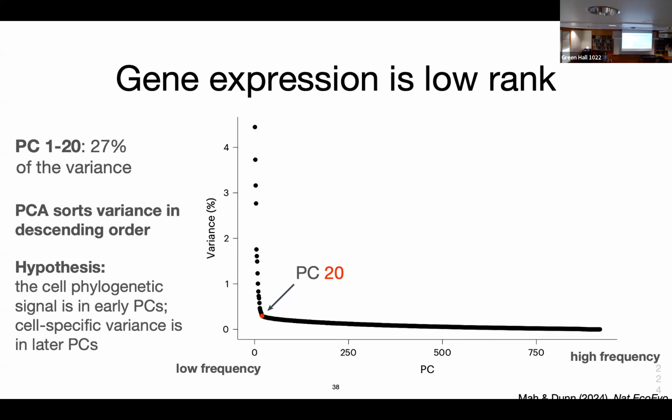So I hypothesized that the cell phylogenetic signal is a broad, low-frequency signal, and in contrast, maybe cell-specific variance is a high-frequency signal. That means if we truncate the number of PCs, we can remove all the PCs that represent cell-specific variants and keep just the PCs that represent low-frequency phylogenetic signal. So this elbow plot suggests that it's appropriate to just use the first 20 PCs. But is the first 20 PCs where the phylogenetic signal resides?